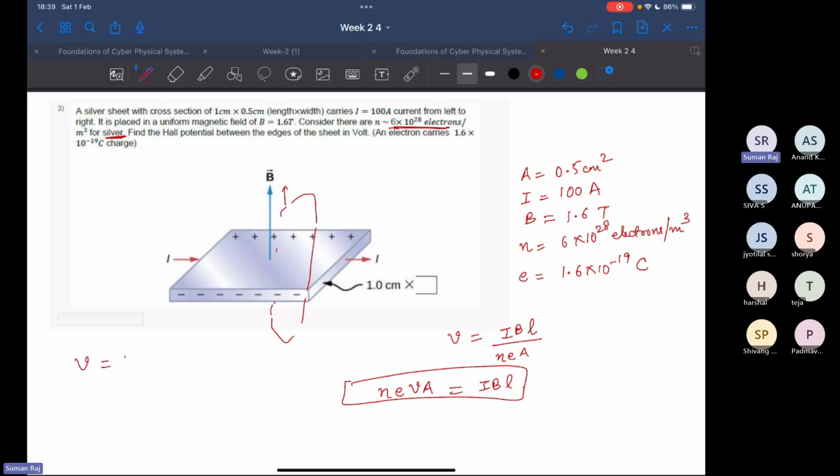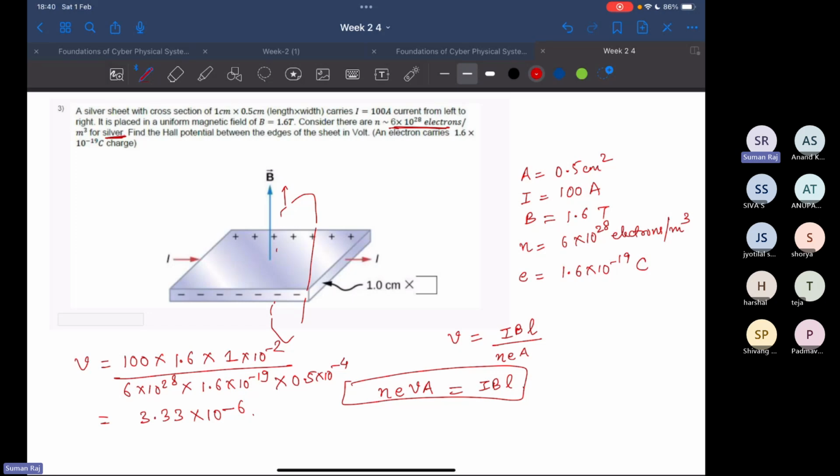So let's see, it's 100 into 1.6 into what is our length? It's 1 centimeter. Okay, divided by 6 into 10 to the power 28, and your E is 1.6 into 10 to the power minus 19 into 0.5 into 10 to the power minus 4, right? So how much is this gonna be? 3.33 into 10 to the power minus 6. So this is going to be our answer for this particular question.